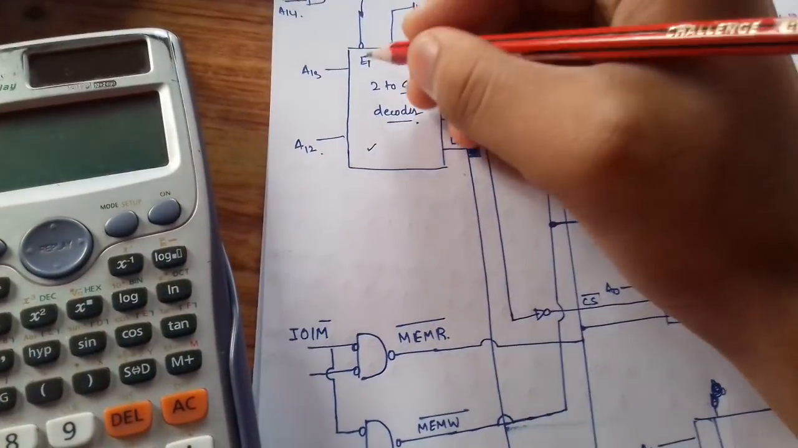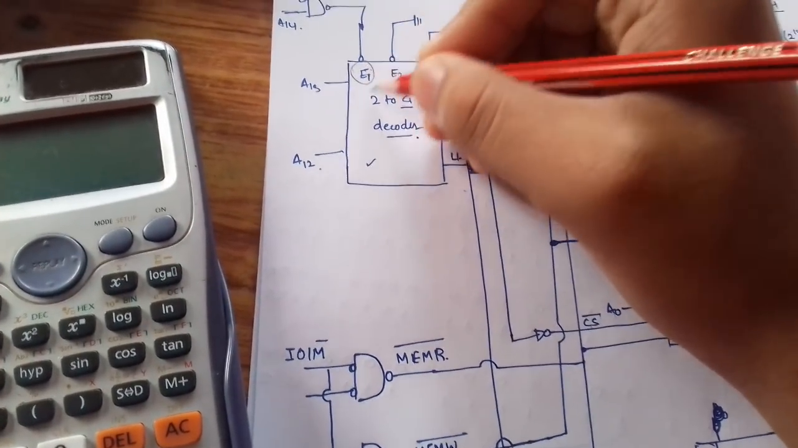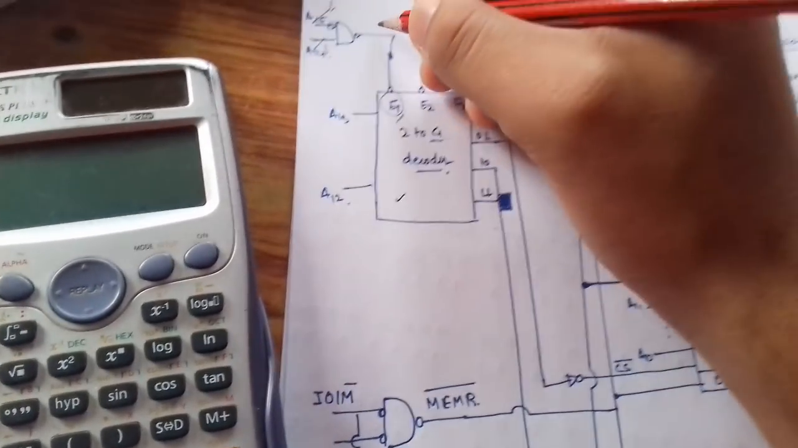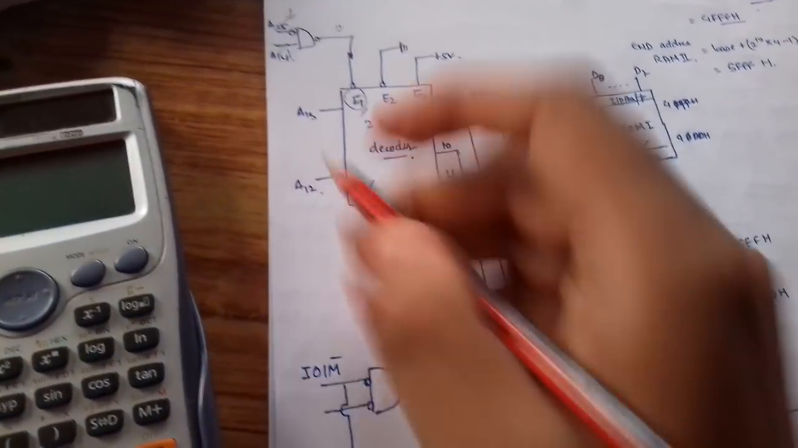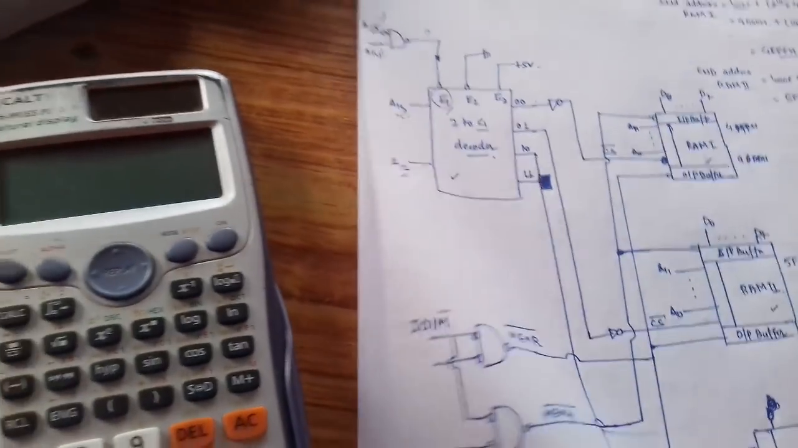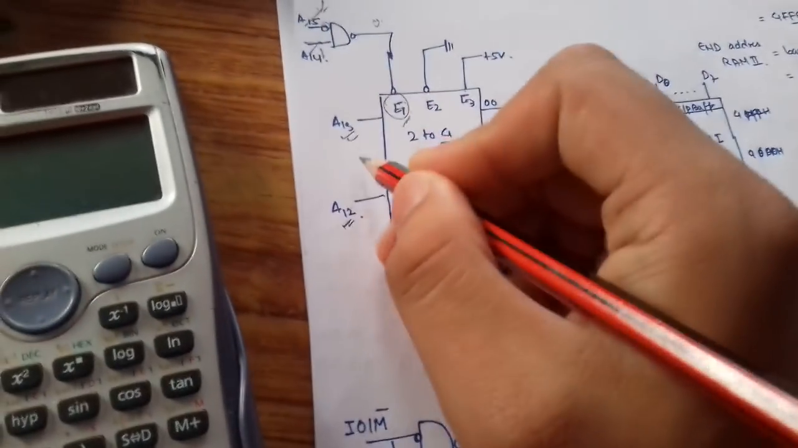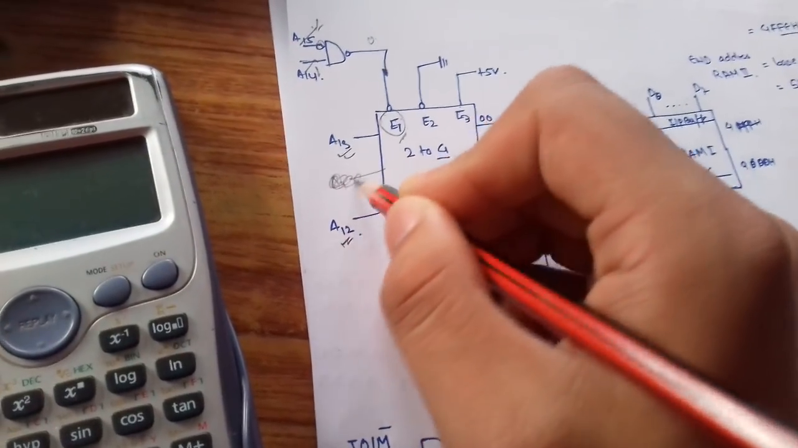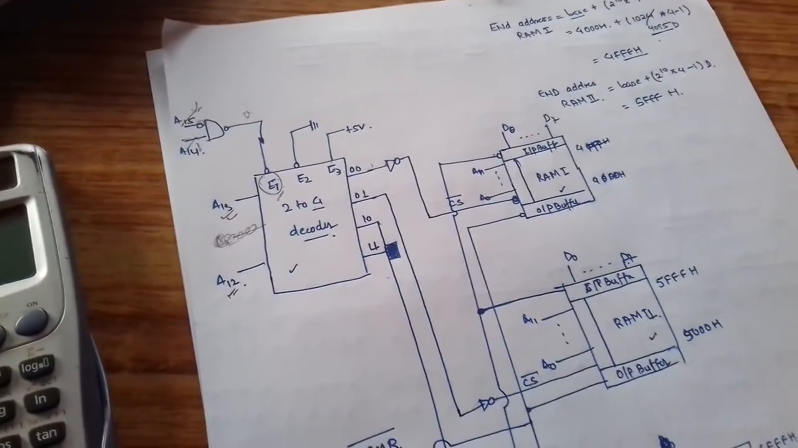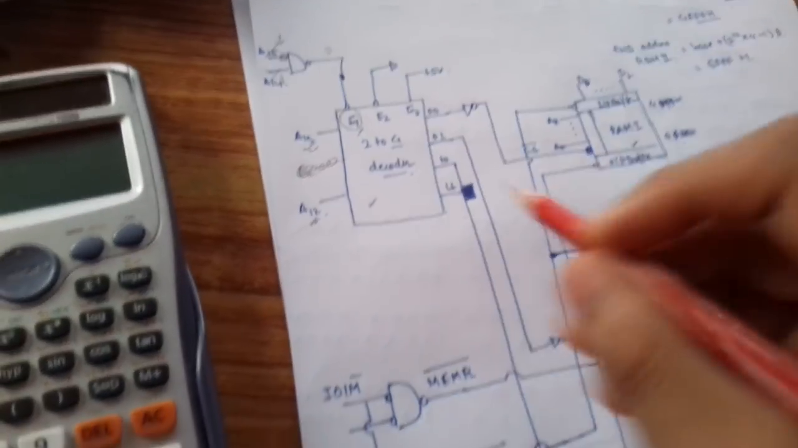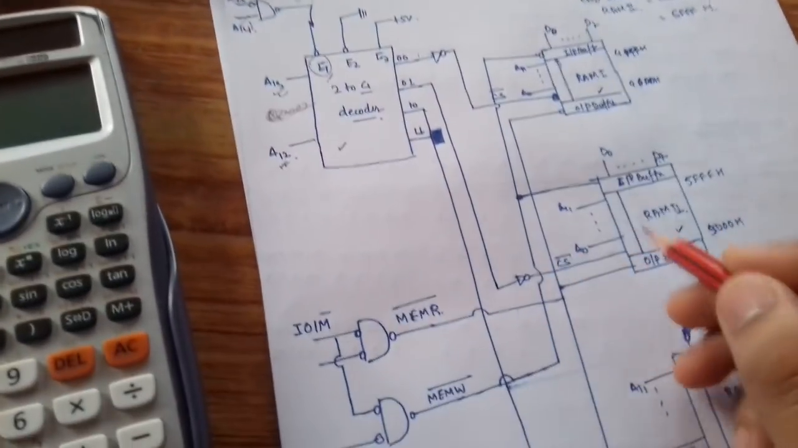First, this enable must be active low. For active low, this must be 1 and this must be 1, so that we get a 0 over here. And these are selected on the basis of the bits that change, that is A12 and A13. If you are provided with a 3:8 decoder, then you need to select another, that is A11 also. We'll discuss that case in our next video. The first goes to the first RAM, second to the second RAM, third to the third RAM, and memory read.